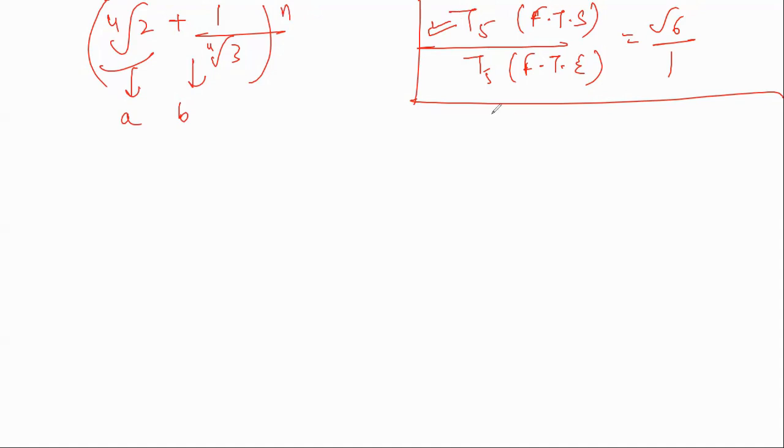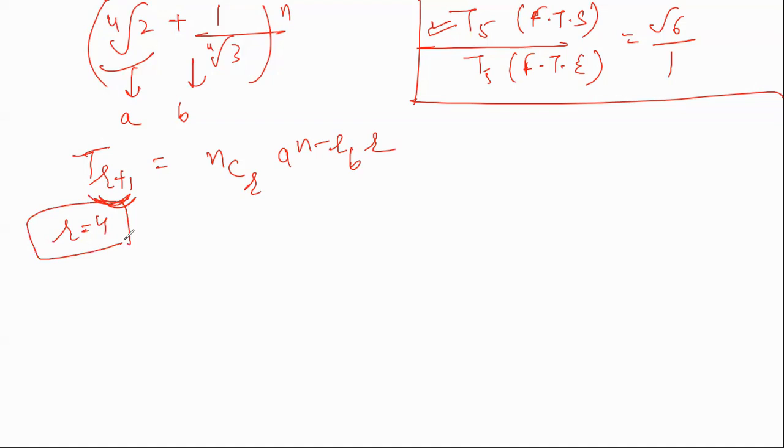So for that, we have to use a general term formula, which is T(r+1) equals nCr, a raised to the power n minus r and b raised to the power r. Okay. Now, this will become 5 when r is equal to 4, because when we start writing the expansion, we start from r equals 0. And this will become the fifth term when r is equal to 4, because 4 plus 1 is 5. So for the first case, the fifth term from the starting, r is equal to 4. So let me put it out.